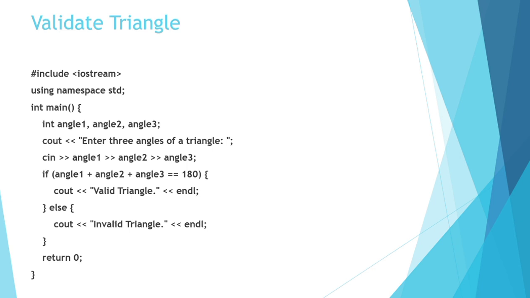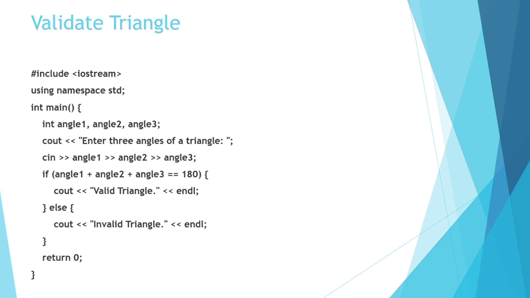After that we have a program to validate triangle. This C++ program checks whether three given angles can form a valid triangle using a simple if-else conditional statement. It first declares three integer variables, angle 1, angle 2, and angle 3, and then prompts the user to input three angle values using cin. In geometry, a triangle is valid if the sum of its interior angles equals 180 degrees. The program verifies this condition using an if statement.